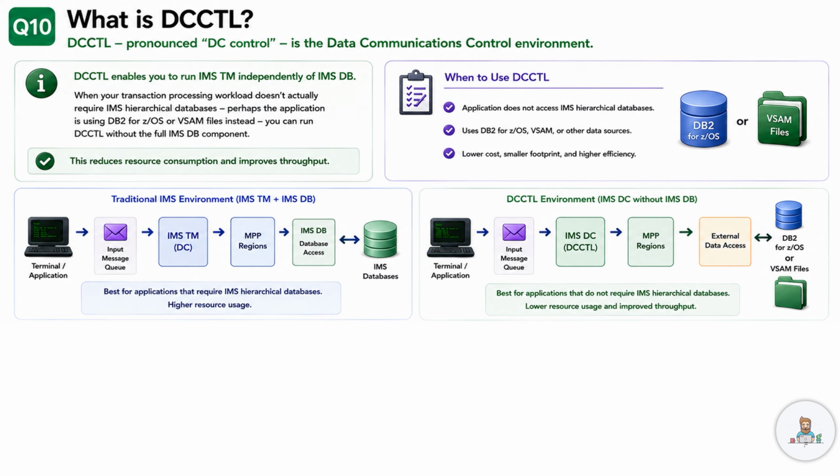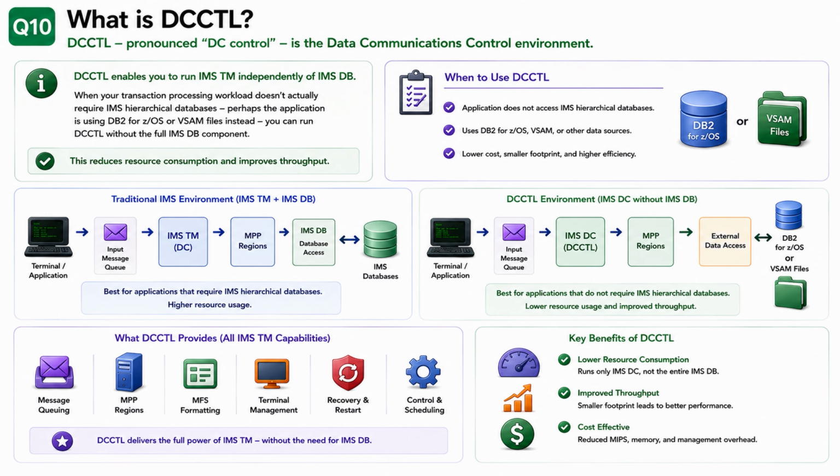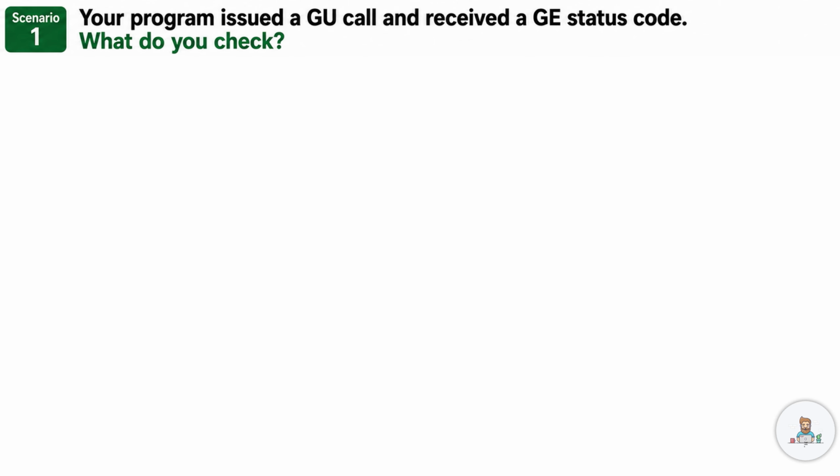For example, the application is using DB2 for z/OS or VSAM files. In that case, you can use DC control without the full IMS database component. And this would eventually reduce resource consumption and improve throughput. DC control still provides the IMS Transaction Manager capabilities, for example, message queue, MPP regions, MFS formatting, terminal management, and recovery. Now let's move on to part 4 of this particular video, where we'll talk about scenario-based questions.